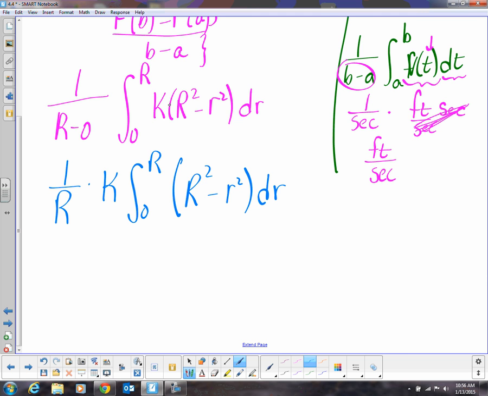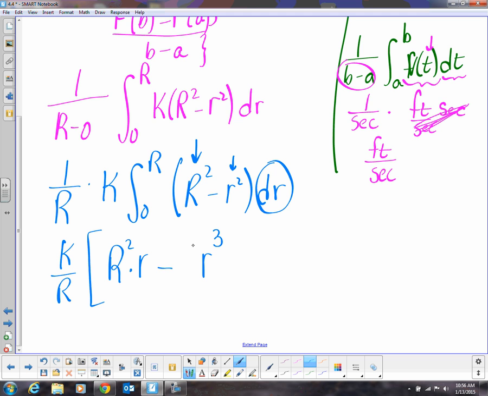That's a constant. So this is going to be k over R times. Now, this is a number. It is not a variable. So if I'm integrating with respect to r, what will this be? R squared times what? r. Minus, this is a variable. How do we integrate that one? r to the third times 1/3.